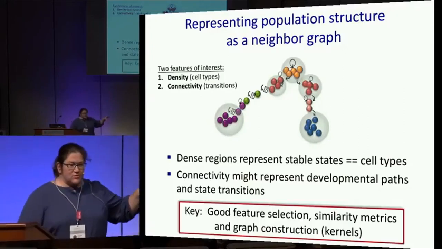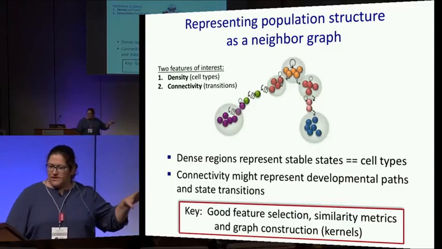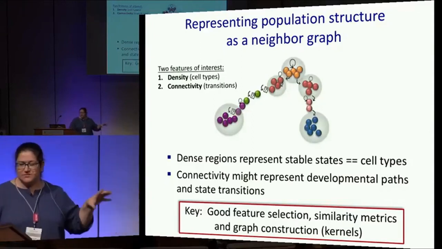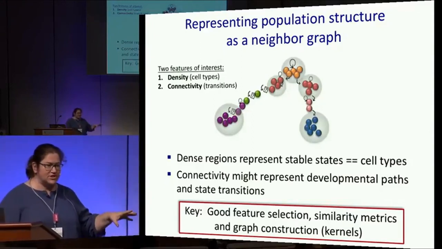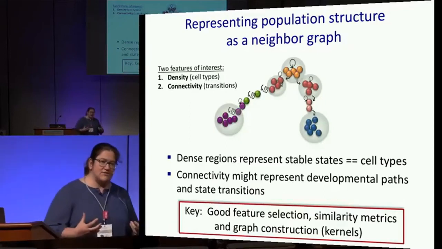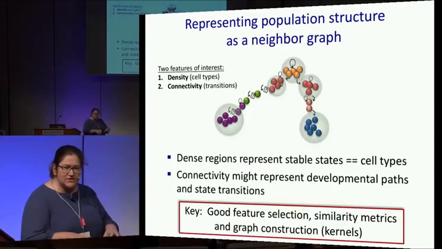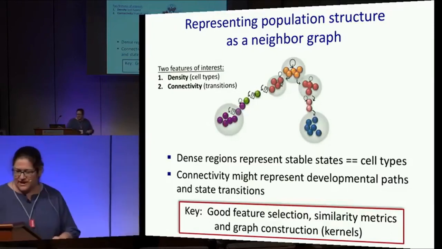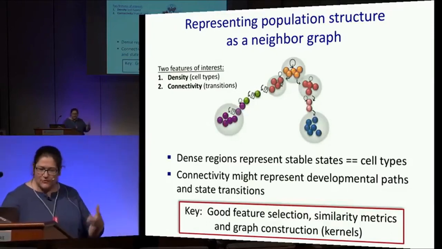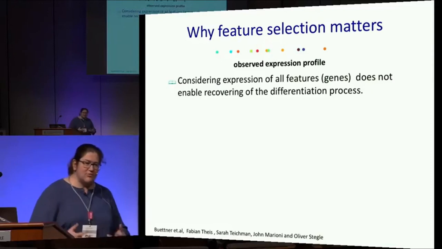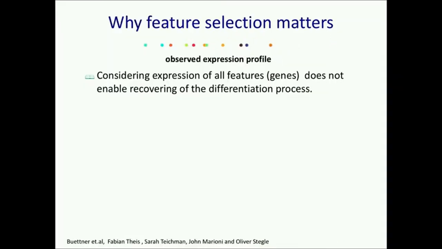In order to build this graph well, we really need good feature selection, good similarity metrics, and good graph construction. These are abstract concepts, but the devil is in the details that we should decide together as a community to have one atlas. I really want to bring an example of why feature selection matters. Again, I'm going to bring very early work by four of my colleagues here in the audience. This is why cell features matter.